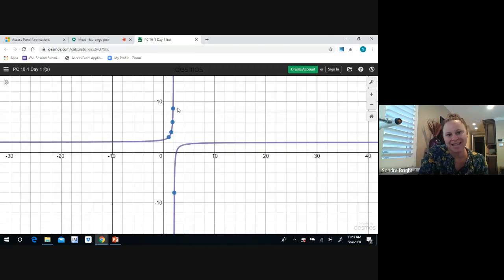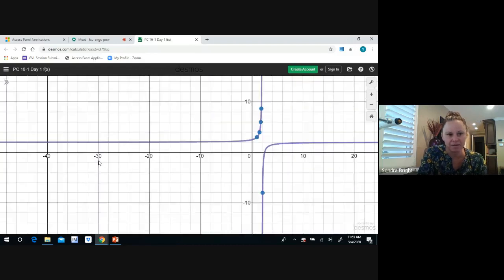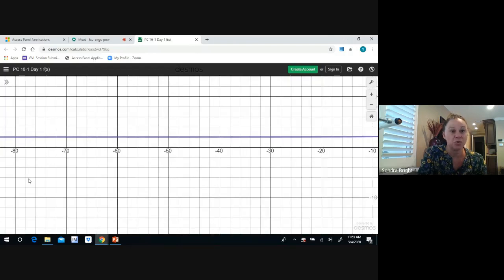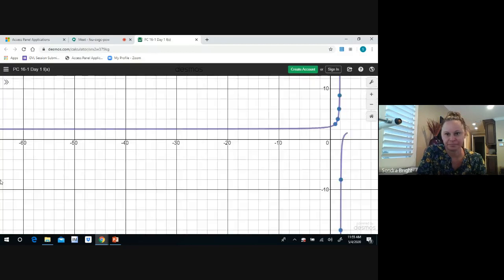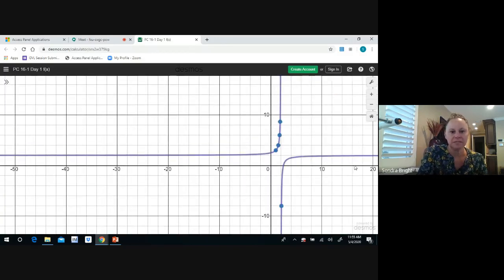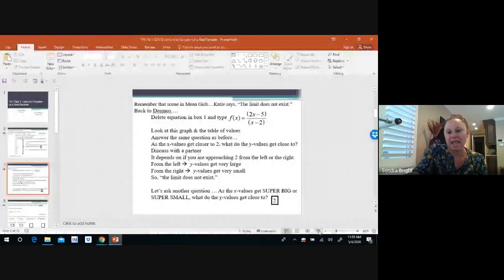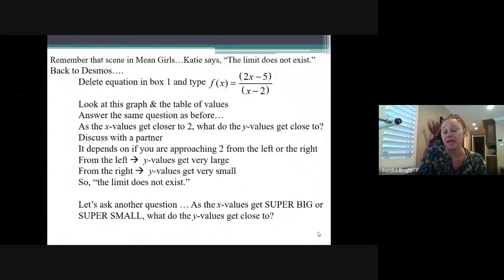And also, as x goes to negative infinity, as your x values go to negative 10 and then negative 20 and then negative 30, and if I keep on going, do you see that your y values are approaching 2 as well? So that is what's happening. We can ask as x is approaching a specific value, like 2, or we can ask what happens as x goes to positive infinity or negative infinity? What do the y values get close to? And in this case, it is 2.